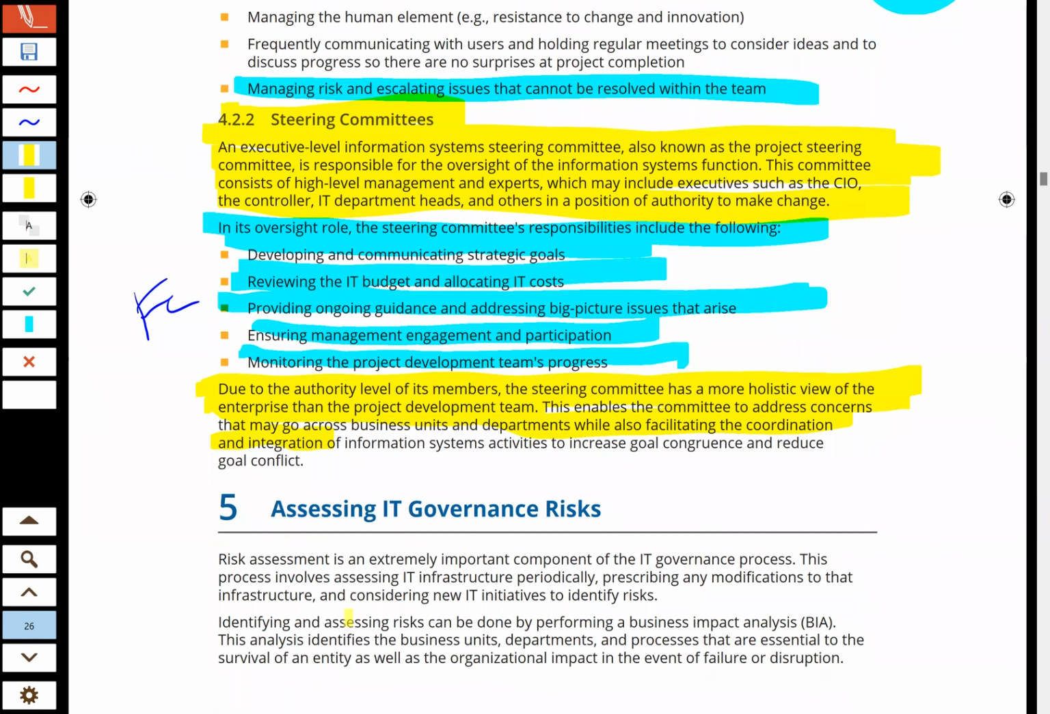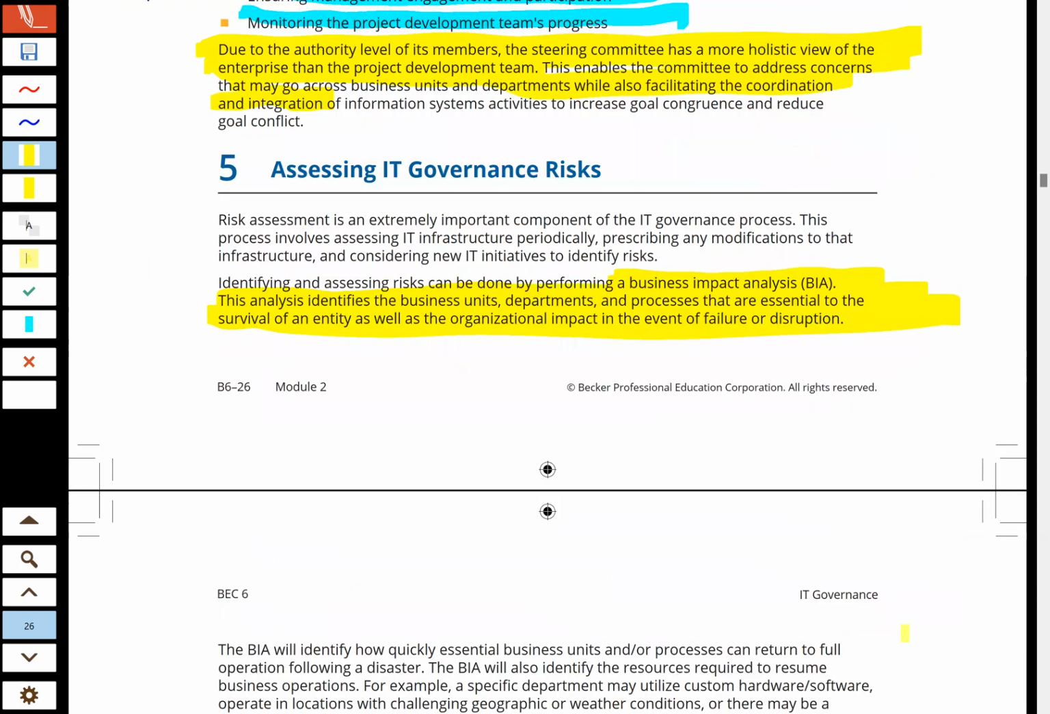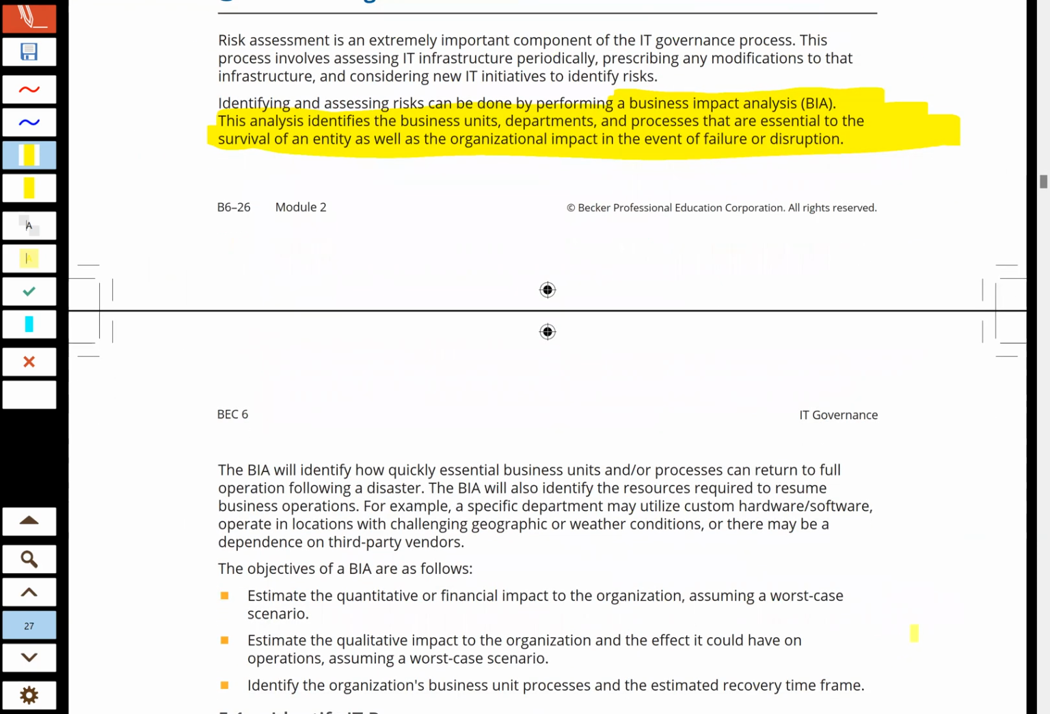And you take a look at assessing IT governance risks and a business impact analysis. The BIA identifies the business units, departments, and processes that are essential to the survival of an entity, as well as the organizational impact in the event of failure or disruption. We're going to be taking a look at some of the things the BIA will be doing, what some of their objectives are. The BIA will identify how quickly essential business units and processes can return to full operation following a disaster.